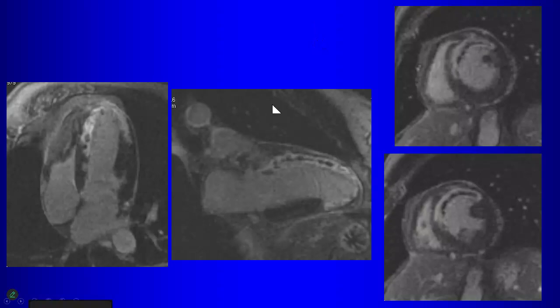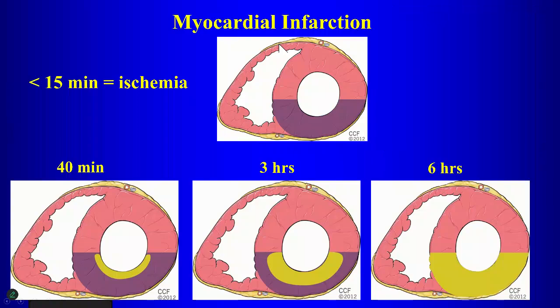There's microvascular obstruction, so you can see these darker areas here within the infarct. So what does that mean? What does that tell you about the infarct? If we see microvascular obstruction in an infarct, what does that tell us? It's acute, right. So this is an acute myocardial infarction because it's demonstrating microvascular obstruction, right?